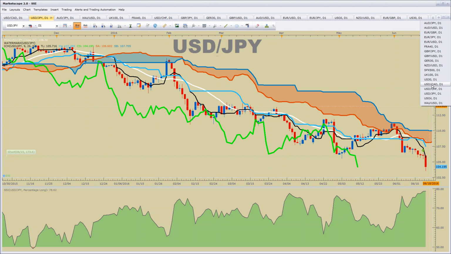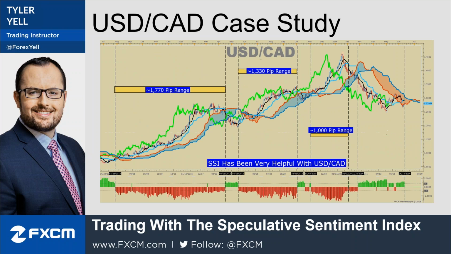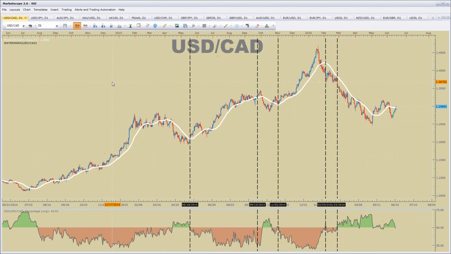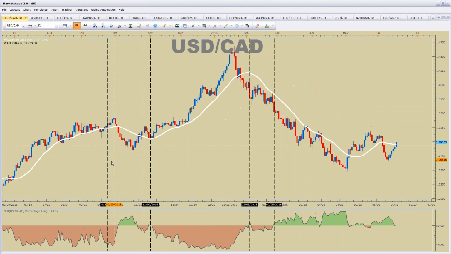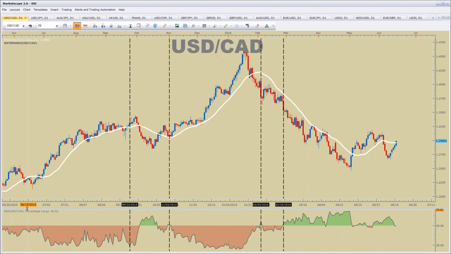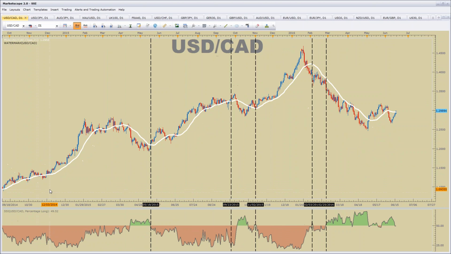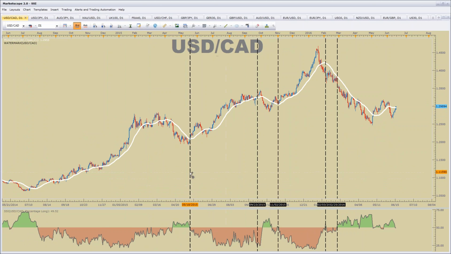Excuse me. Going to dollar CAD, and this is that chart that I had up a little bit earlier. You can see here the retail crowd, as per SSI. There's a few little flips there. And in fact, what I'm going to do is go back to the chart to show you the percent long on dollar CAD. All right, 2014. Perfect, okay.